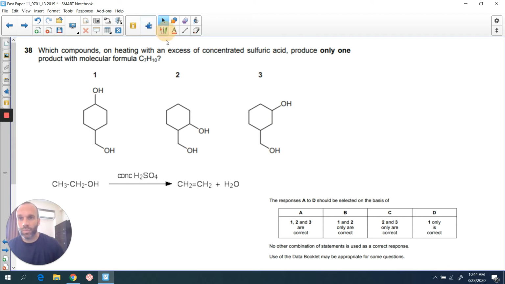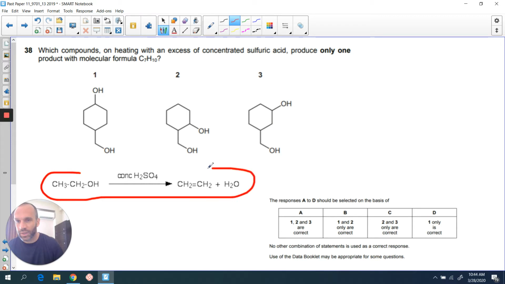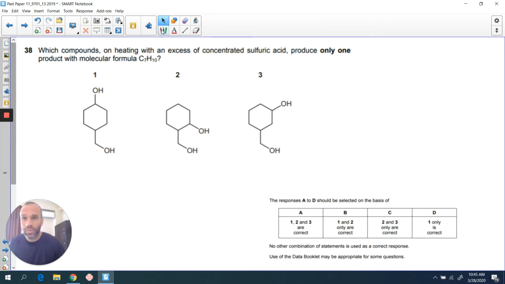Okay, so just to help with the background theory, I've copied in a very simple dehydration here. So here we've got ethanol, and you can see that the concentrated sulfuric acid has essentially removed the water there. And in doing so, a double bond has been created between the carbon that was attached to the hydroxy group and the neighboring carbon. So that's really important.